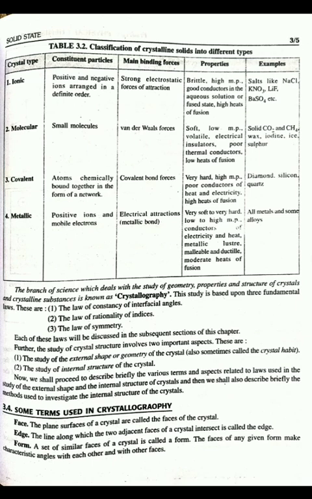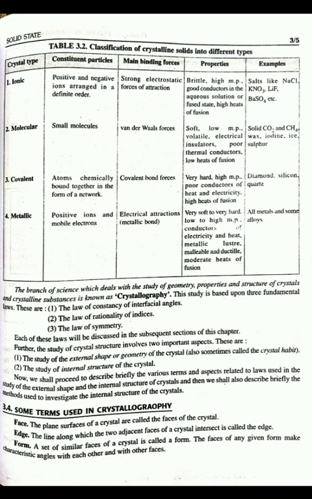The branch of science which deals with the study of geometry, properties, and structure of crystals and crystalline substances is known as crystallography. The study is based upon three fundamental laws. These are: first, the law of constancy of interfacial angles; second, the law of rationality of indices; third, the law of symmetry. Each of these laws will be discussed in the subsequent sections of this chapter.